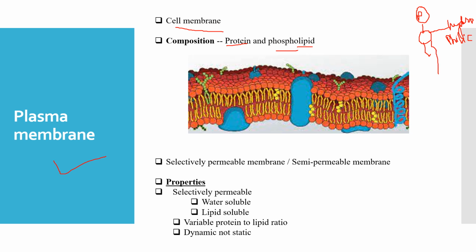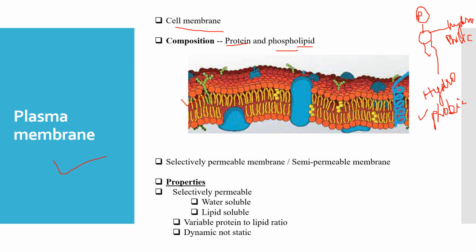whereas this is the tail portion, and the tail portion is hydrophobic. So hydrophilic means water loving and hydrophobic means water repellent. Hydrophilic means from this portion water molecules can pass, whereas from this portion water molecules cannot pass. So this is the structure, and here the lipid layer is present.